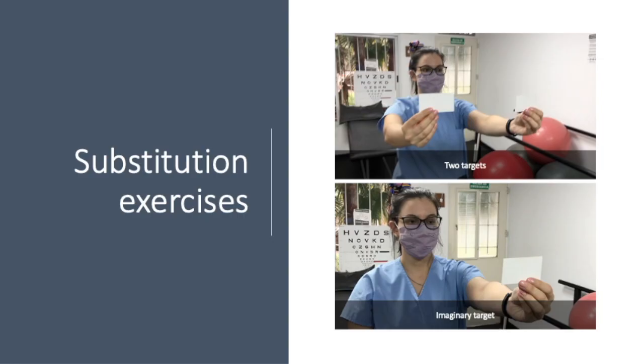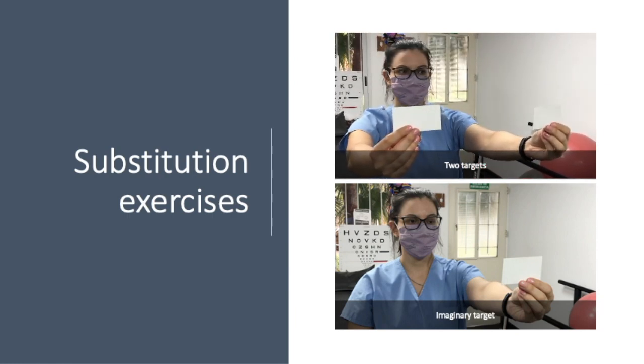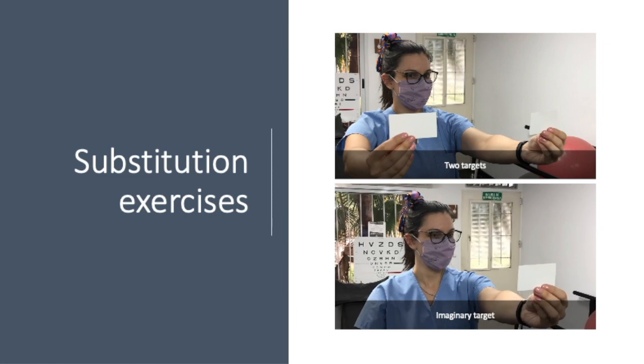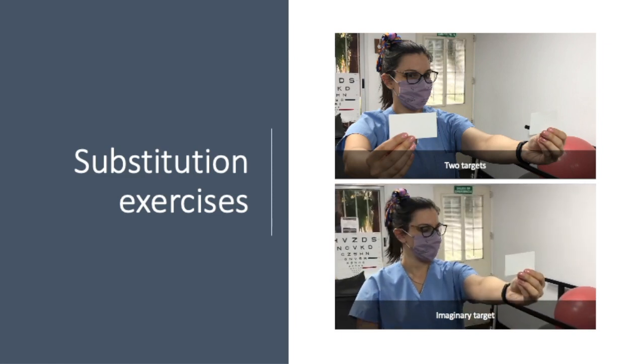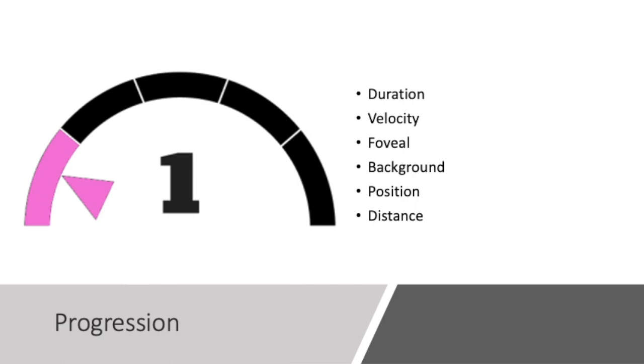And these are two substitution exercises more specific to bilateral vestibular hypofunction. One of them is called the two targets exercise, and the other is called the imaginary target exercise. We can progress to more difficult levels taking into account the duration of the exercise, the velocity, if we use only foveal stimuli or a complex background, the position of the patient, that means lying, sitting, standing, walking, and also the distance between the eyes and the target.